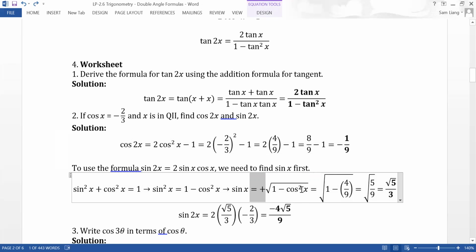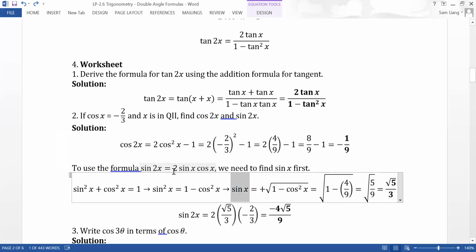So then from there we just plug in. Cosine squared x is 4/9, so 1 minus that, since -2/3 squared is positive 4/9. So be careful with the minus sign. 1 minus positive 4/9, we'll end up with 5/9. And then the square root of that is square root of 5 over 3. So be careful there. That's just sine x.